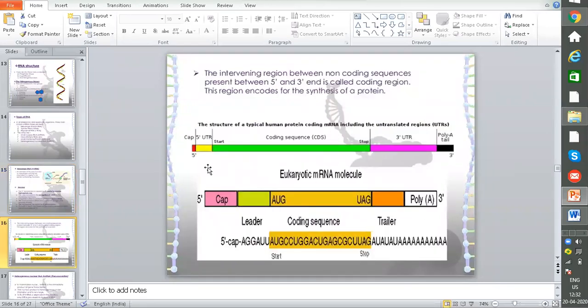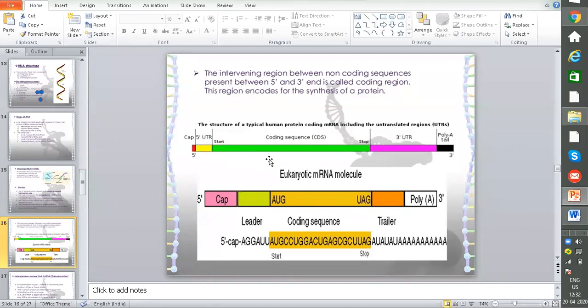So this is the structure of mRNA. mRNA has two important parts. This is the coding sequence, the coding part, which is present in the middle region. The green area represents the coding part. Adjacent to this, the pink area and the yellow area represent the non-coding part.